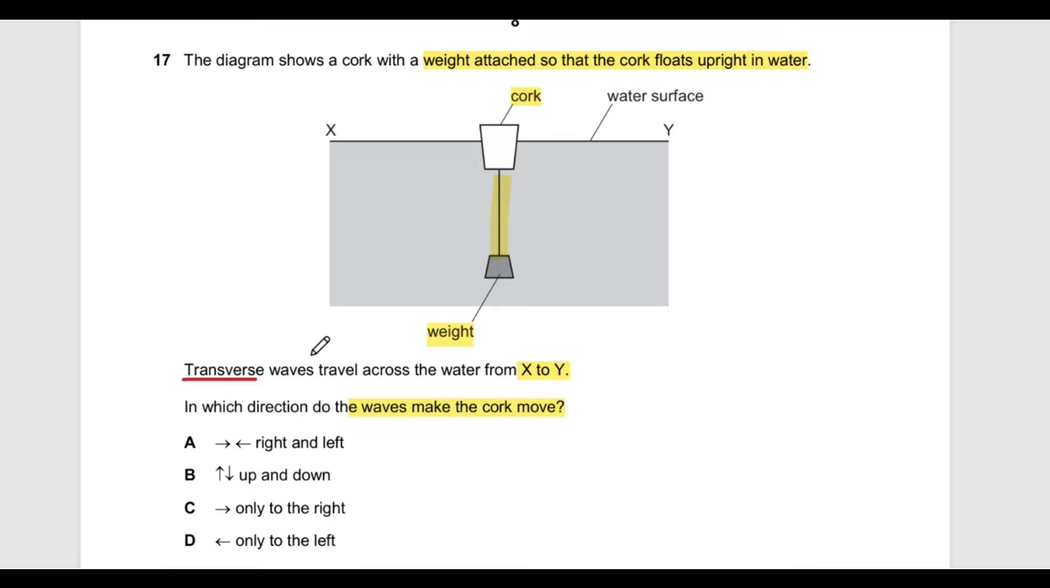Transverse waves are the waves in which the particles of the medium vibrate perpendicular to the direction of propagation of waves. So if the wave is traveling from X to Y, that means in this direction, the particles will vibrate perpendicular to it, that means up and down. So the cork will also move up and down like this. So option B is correct.